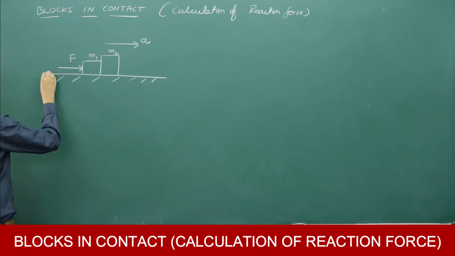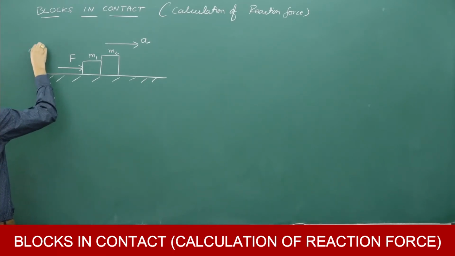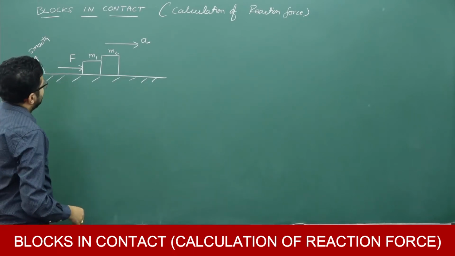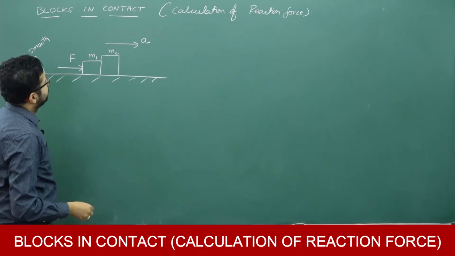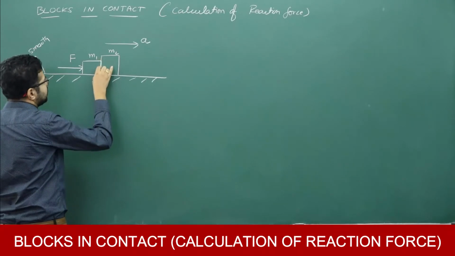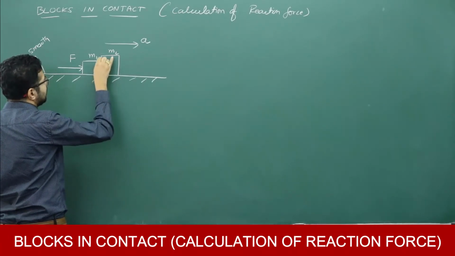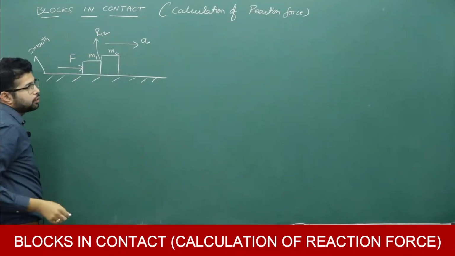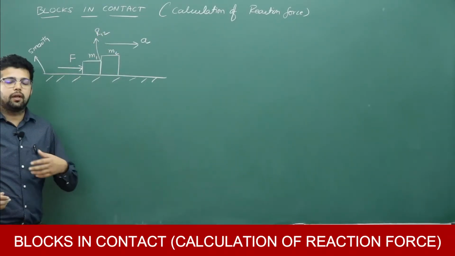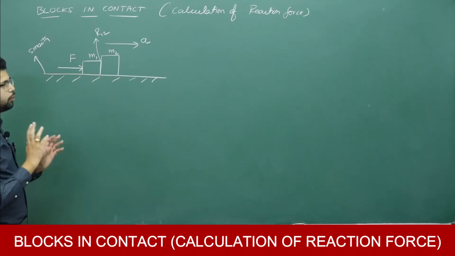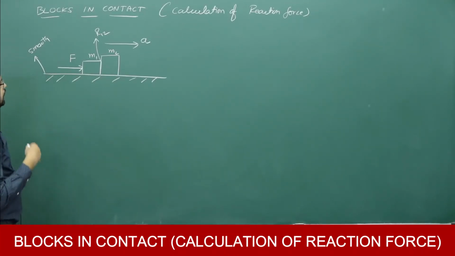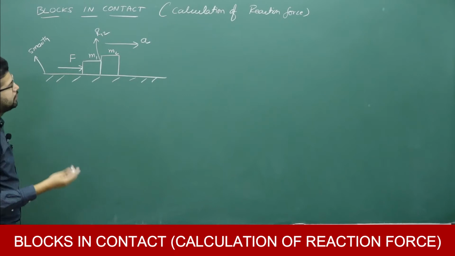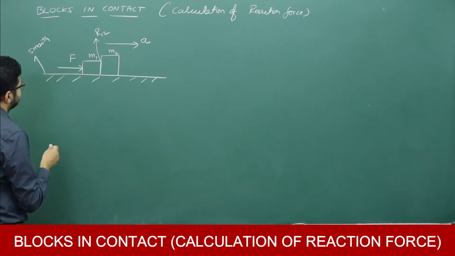Say the surface is smooth. Now how to calculate reaction force? Where is the reaction force? Reaction force is between the two surfaces here. Let me call this reaction force R12. How to calculate R12? Let me write the free body diagram for both M1 and M2. We will write equations for acceleration as well as reaction force.